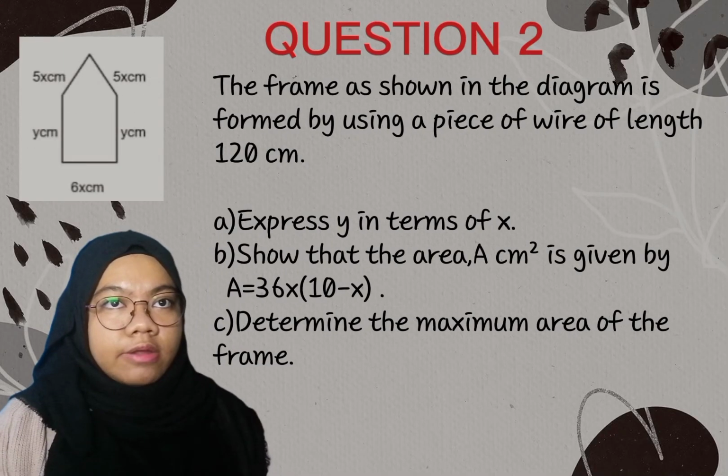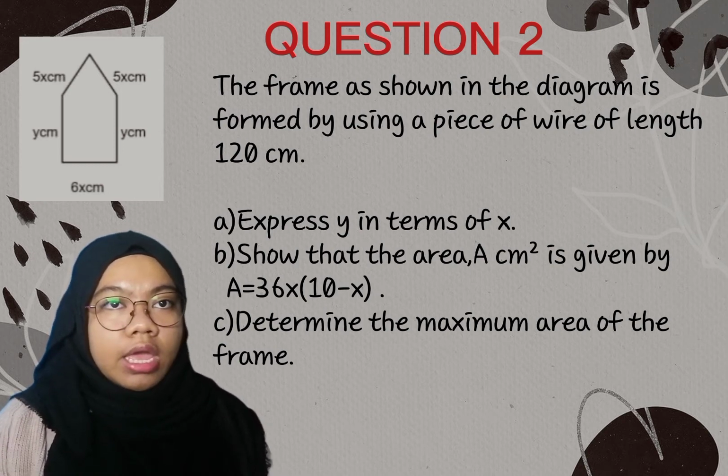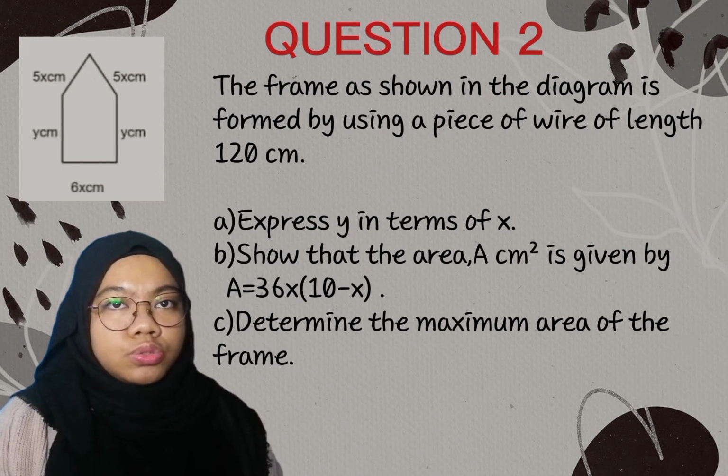The question is: the frame as shown in the diagram is formed by using a piece of wire of length 120 cm. For question A, express y in terms of x. For question B, show that the area A cm squared is given by A equals 2x(10 minus x). For question C, determine the maximum area of the frame.